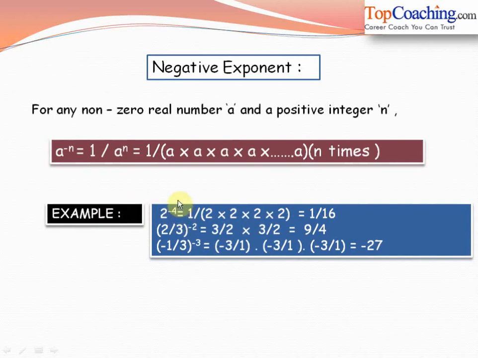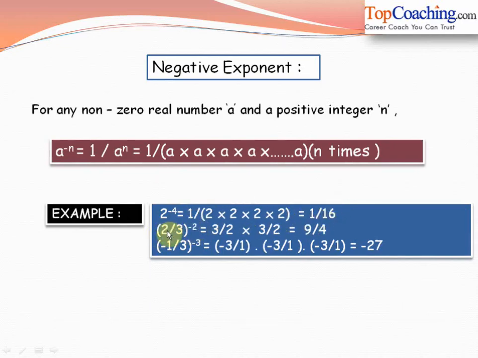Now again 4 is a positive integer and minus 4 would be a negative. So here the exponent is minus 4, base is 2. Therefore this is written as 1 by 2 to the power of 4, and 2 to the power of 4 is equal to 2 into 2 into 2 into 2 up to 4 times. Thus this value is equal to 1 by 16.